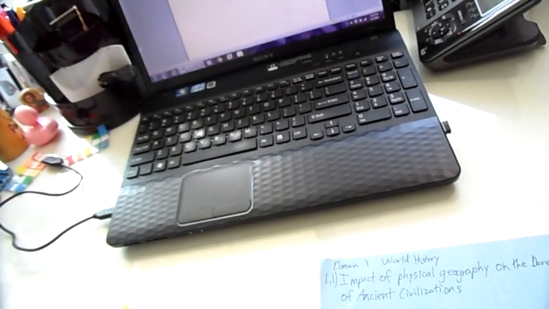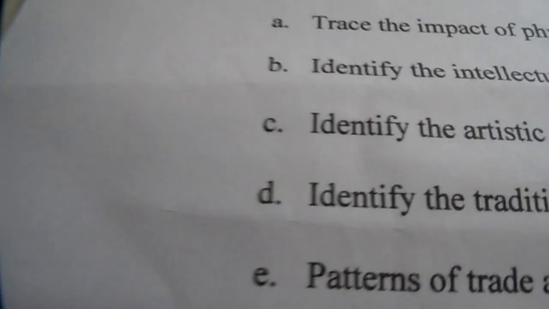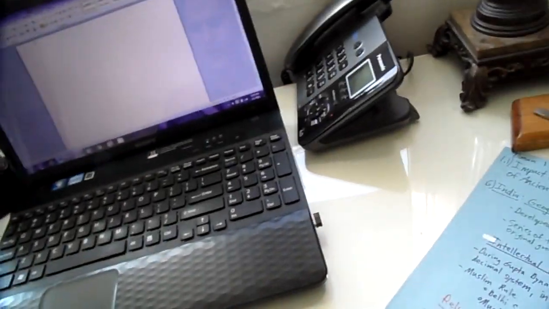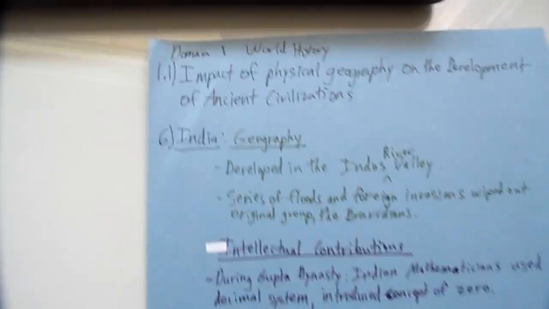The first ones of ancient Egyptian, Mesopotamian, Greek, Hebrew, these ones are much more common that you'll know about. So the first one I'm going to go over is India.